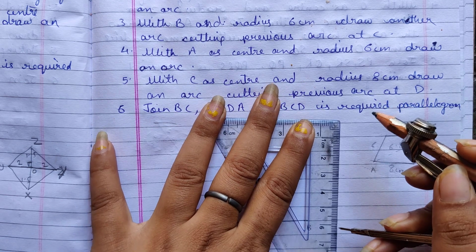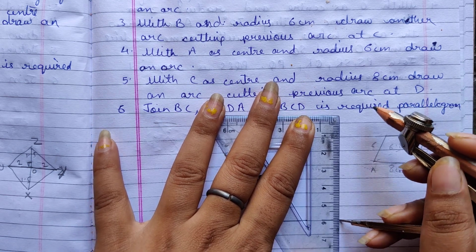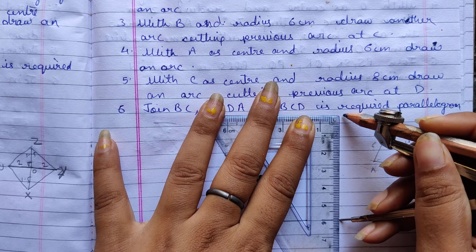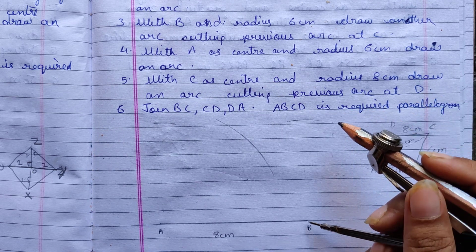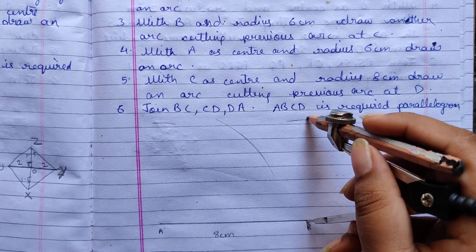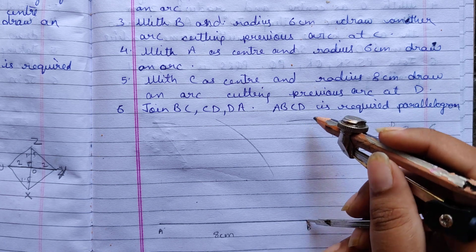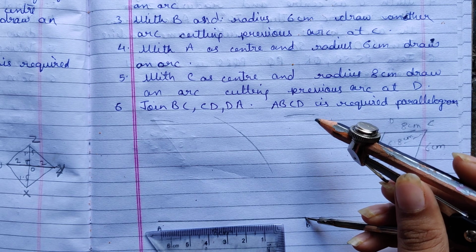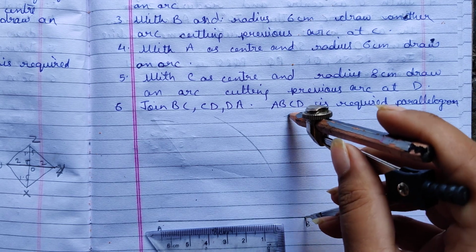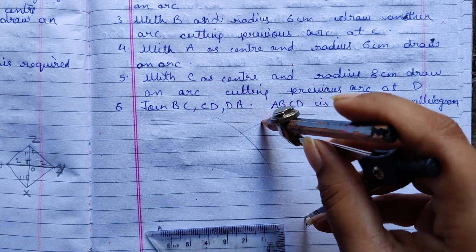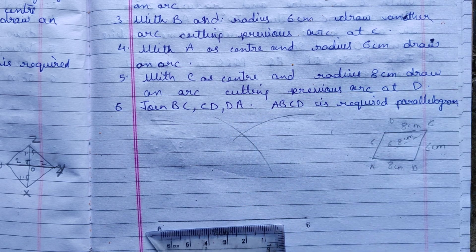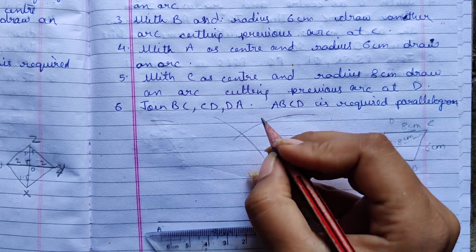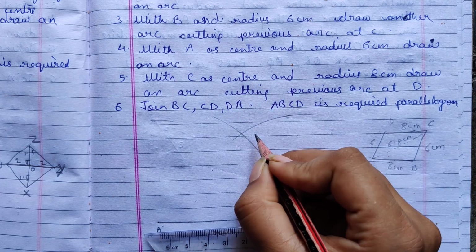as 6 centimeter, and increase the length of the previous arc. Okay, so just keeping it over here and increasing the length of the arc. See, it has intersected at a point. This point will be your point C.